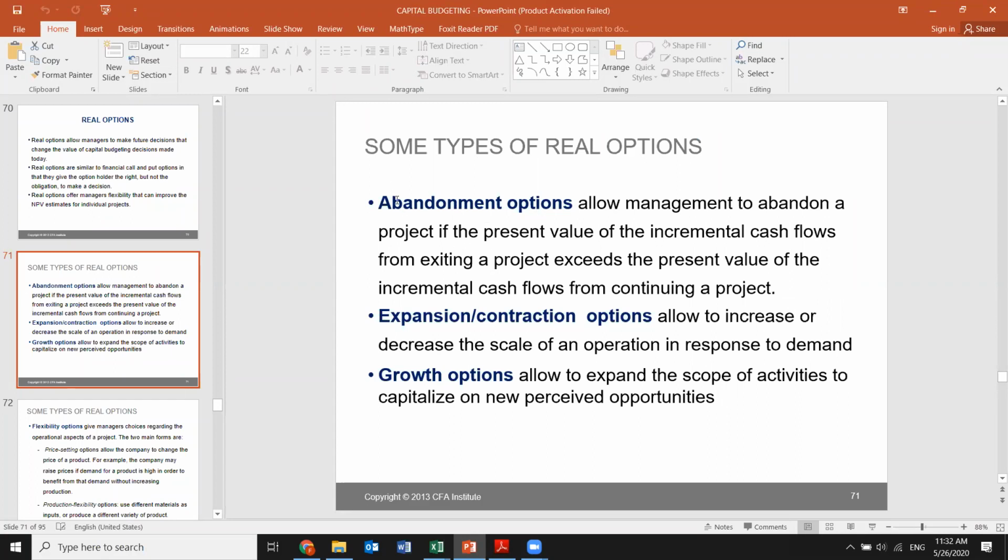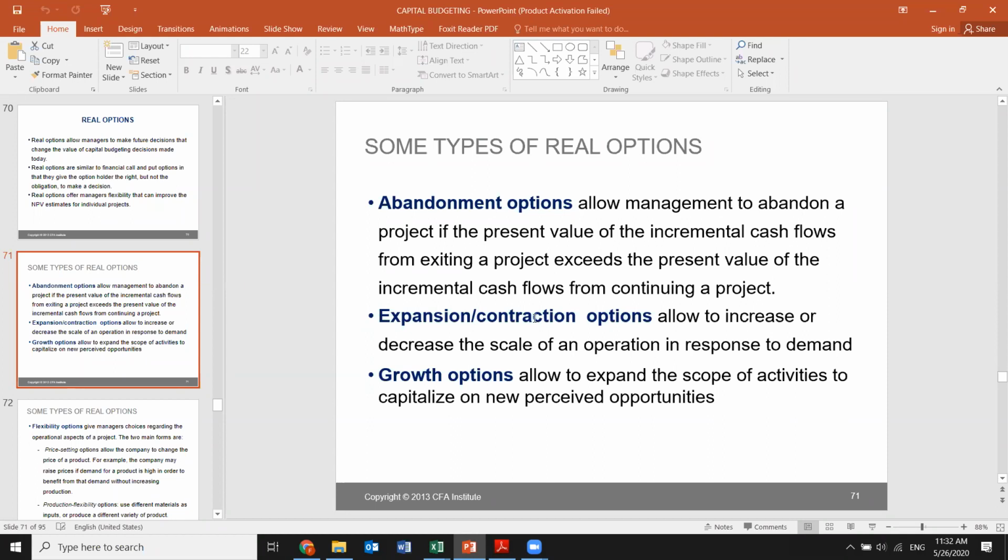The abandonment option is the most famous and popular one, which allows the manager to abandon. Does anyone know what abandon means? Yes, to leave, not to undertake, to exit. So to abandon the project means you leave the project, you exit the project, you reject the project, if the present value of incremental cash flow from exiting the project exceeds the present value of incremental cash flow from continuing the project, okay? You will abandon the project in this case.